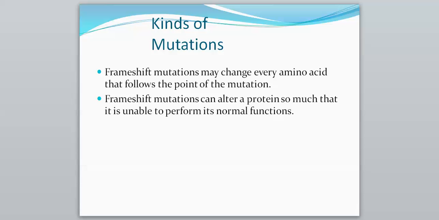How they can be more problematic is they will change every amino acid that follows the point of the mutation. In our substitution, it made one mistake and changed just one amino acid. In a frame shift mutation, it could make one mistake and change the entire chain of amino acids, which gives us a completely wrong protein. It will alter a protein so much that it is unable to perform its normal functions. When the proteins are non-functional, the cell is non-functional, and it will most likely end up dying.